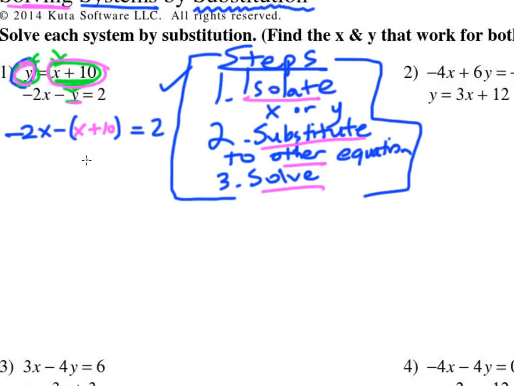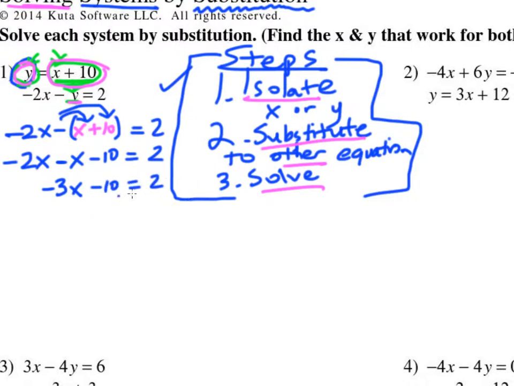We're going to get negative 2x. We've got a minus here, so I'm going to distribute. Let's go ahead and draw the arrows here. Distribute, that's going to be negative x, and this is going to be a negative 10. This equals 2. Negative 2x minus x, that's negative 3x minus 10 equals 2. All right, we're going to solve for x.